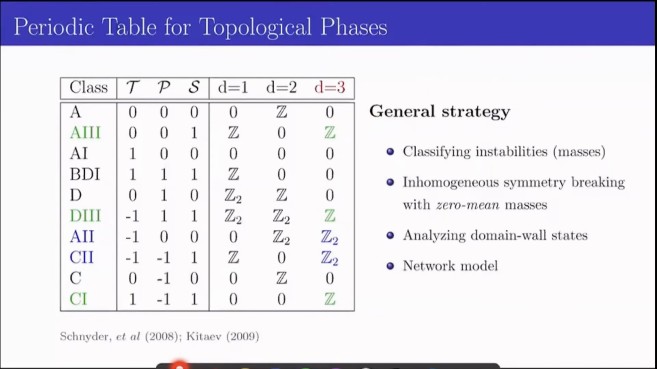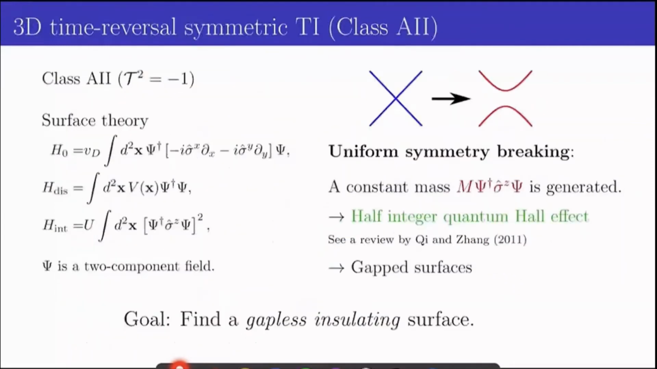First of all, I will try to classify the possible instability of the surface theory, and then consider an inhomogeneous pattern with zero mean mass. First of all, I would like to show you an example that cannot be localized. That is the class A2.